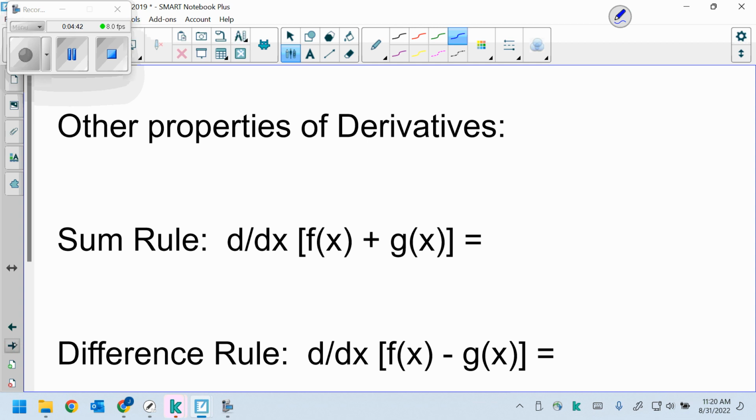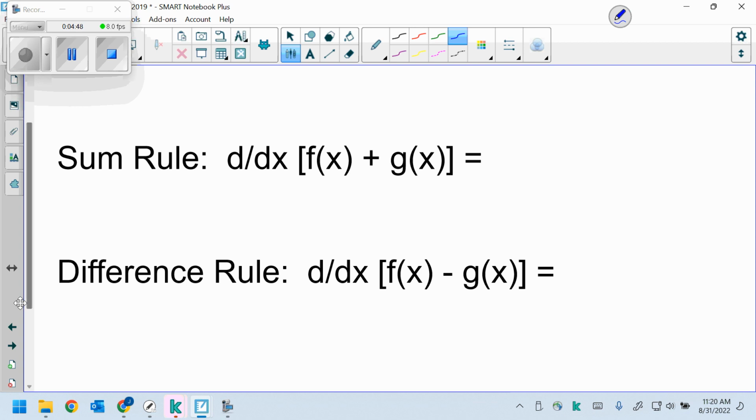Other properties, the sum rule. These are not even things that you need to write down, but just make sure you realize they're true. If you've got the derivative of some function plus another function, just take the derivative of the first one and add to it the derivative of the second one, if you find that to be more convenient for you. And if it's subtraction, well, that just means you subtract. Find the derivatives individually. It's kind of like finding the limit of a sum or the limit of a difference. Same thing goes for finding derivatives.